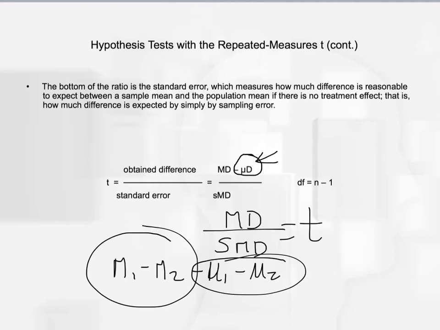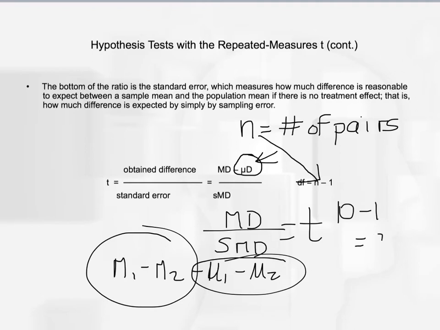Here, degrees of freedom is n minus 1, only n equals the number of pairs of scores. Not the number of scores, but the number of pairs of scores, and that's an important distinction, so as you read the chapter, make sure that you understand that n here is referring to the pairs of scores. If we have 10 subjects, we'll have 20 scores, but we have 10 pairs. So the degrees of freedom would be 10 minus 1, which would equal 9.